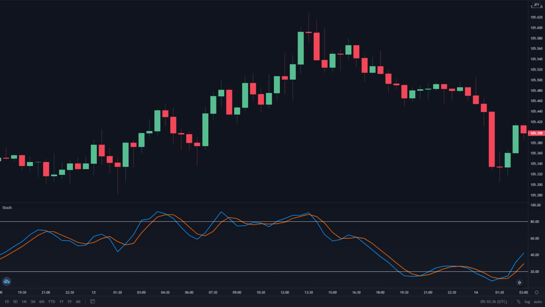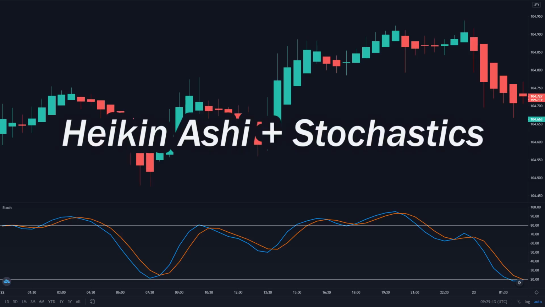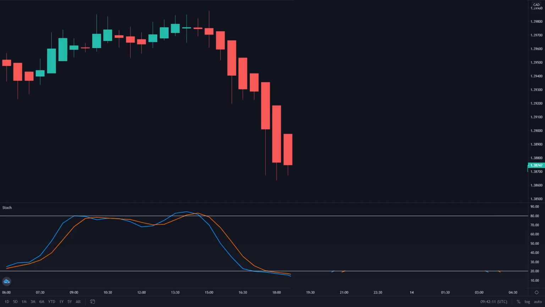Like in this example, if you follow every signal that the stochastics display, you will face unnecessary losses. Instead, we need to add a second confirmation indicator like the Heiken Ashi to further confirm our analysis. So here's how you trade the Heiken Ashi plus stochastics indicator combination. You want to find overbought and oversold points where the Heiken Ashi hasn't yet displayed a strong momentum.